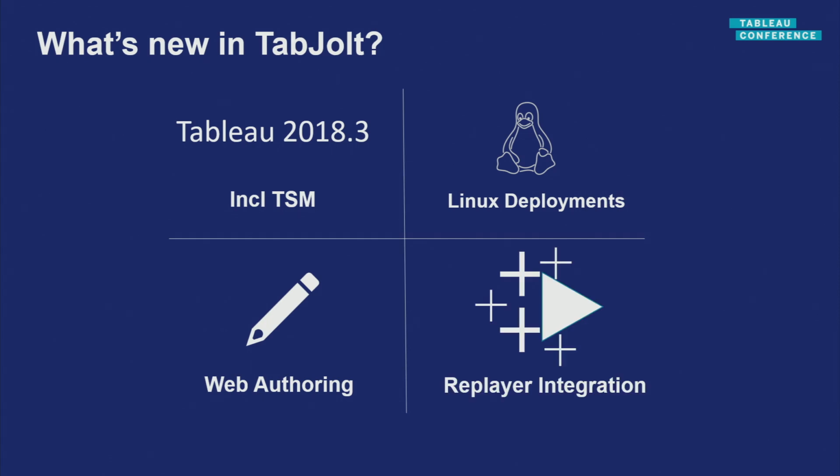And finally, we integrated replayer. So I don't know, did anyone go to the replayer talk? Yes? Cool. So we've integrated replayer as well, and that gives a different way of using TabJolt to do your testing. Replayer essentially takes log statements and reruns the traffic. The difference with TabJolt is it's kind of taking a set of workbooks, randomly selecting interactions. It's not going to be identical every single time.